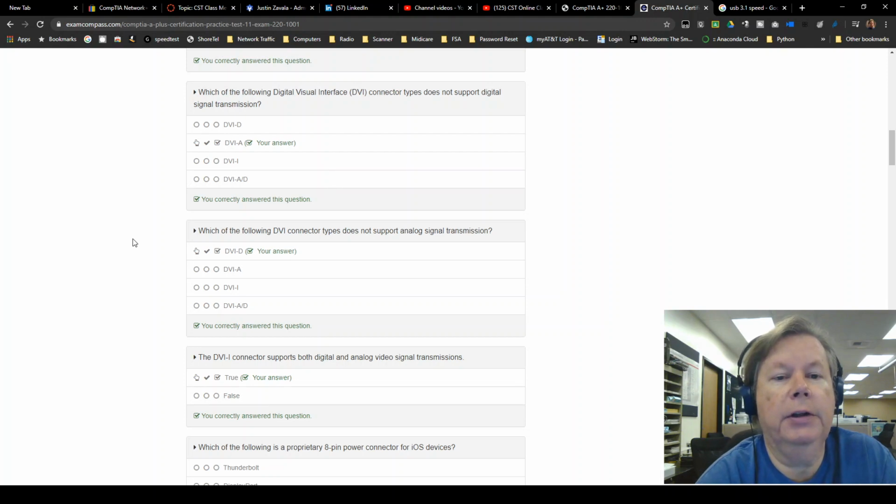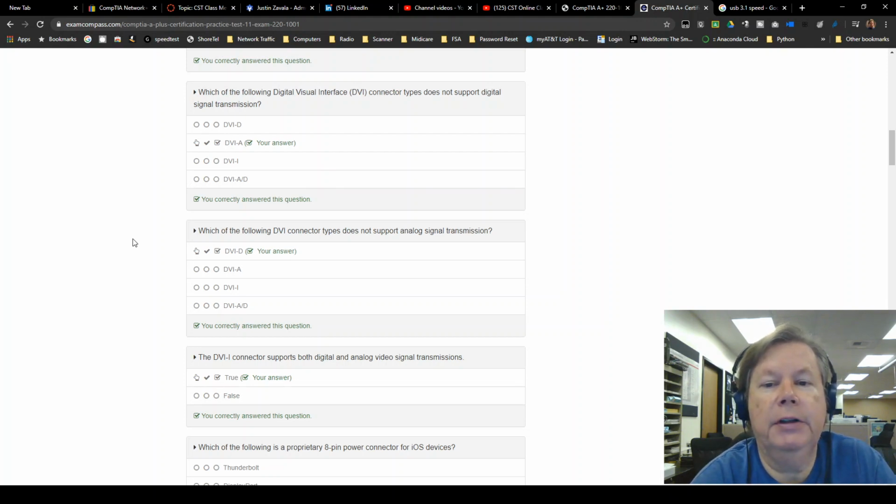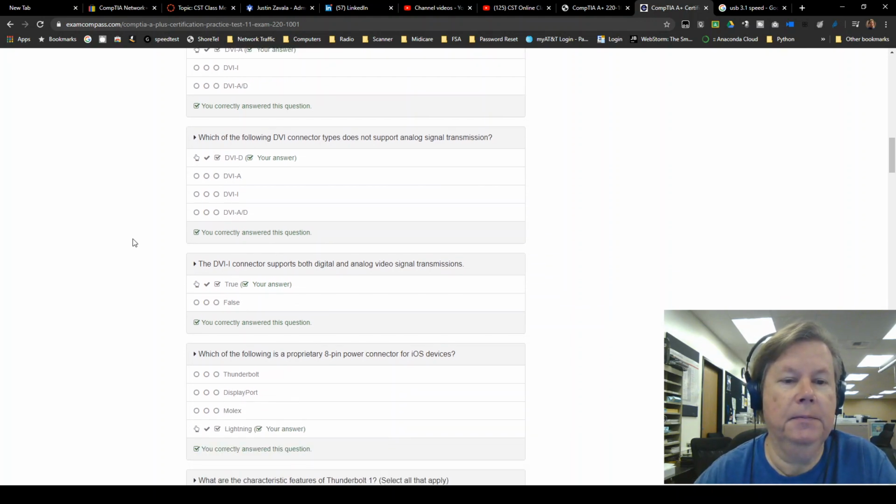Which of the following DVI connector types does not support digital signal transmission? Well, that would be the DVI-A. That would be the A for analog. DVI-D is for digital. DVI-I is integrated, which supports both, and DVI A/D would do both analog and digital, but that's not just digital.